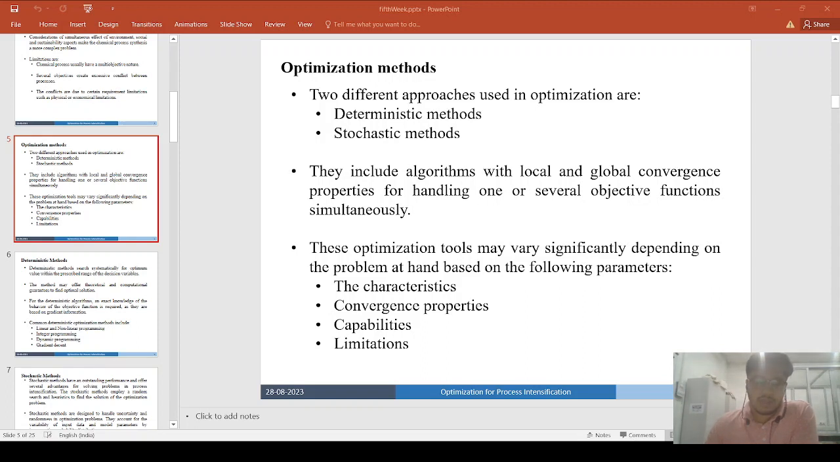Other than that, the stochastic methods rely on probability a lot. They involve heuristics, certain axioms, certain assumptions, and certain models, and which model works better for you. They are quite probabilistic in nature, but they are easy to solve and computationally cheap. So these two methods include various algorithms with local and global convergent properties to handle one or several objective functions simultaneously.